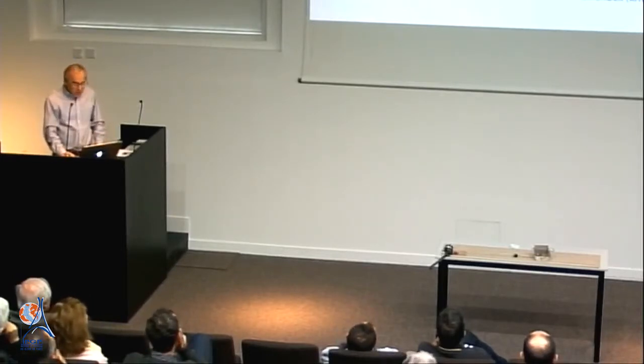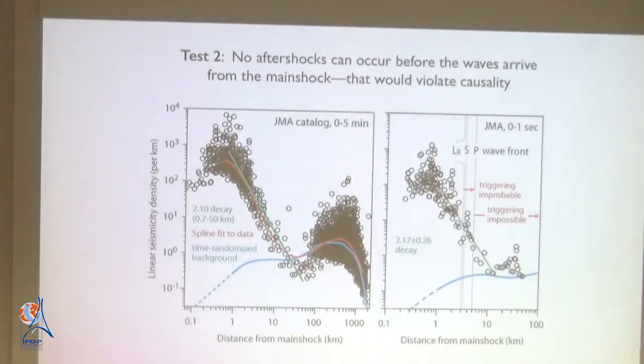Rather than 5 minutes, we'll look at 1 second. And you can see that the decay continues right across this line. So this is improbable before the S wave and impossible for the P wave, but it's still there. So this shows they're not aftershocks.